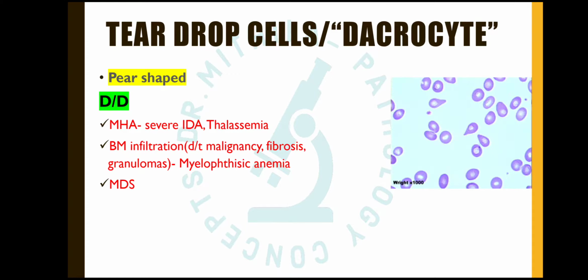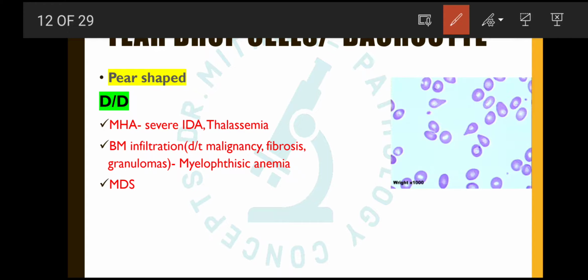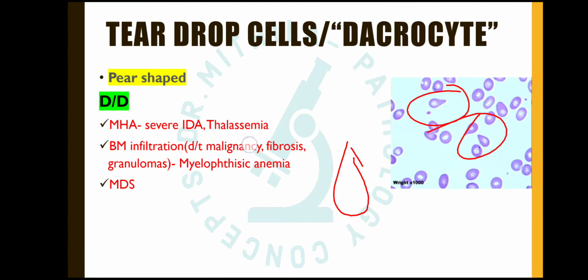Hello and welcome. Continuing with the topic of variation in RBC morphology, next we come to the teardrop cell or dacrocyte. So the dacrocytes or teardrops are simply tear-shaped RBCs. You can see here, these are the tear-shaped or pear-shaped RBCs, and they can be seen in conditions such as microcytic hypochromic anemia, like in severe iron deficiency anemia and thalassemia.